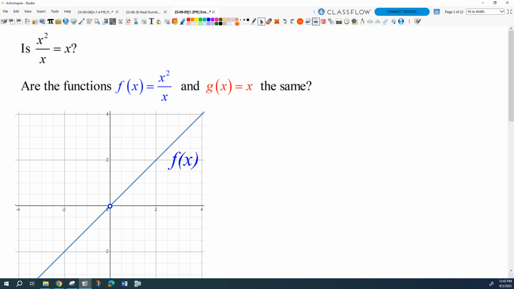We've got the function x squared over x. Is that equal to x? Thumbs up or down, I think. Everybody got a vote here. What do you think? Are they equal? I'm seeing some thumbs up. You get a sense it's a trick question?